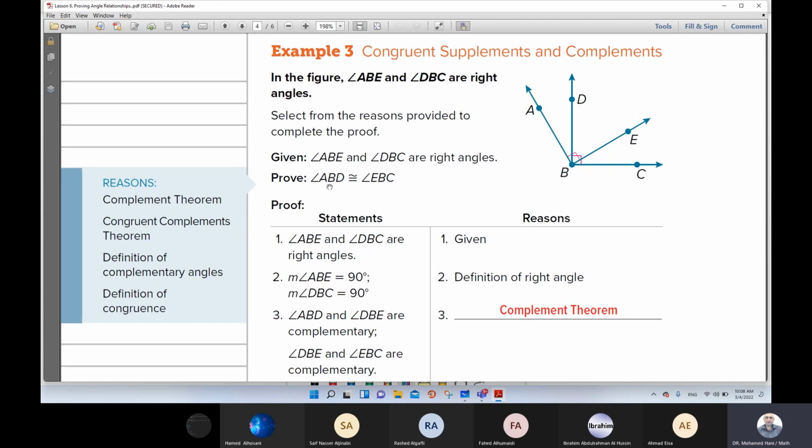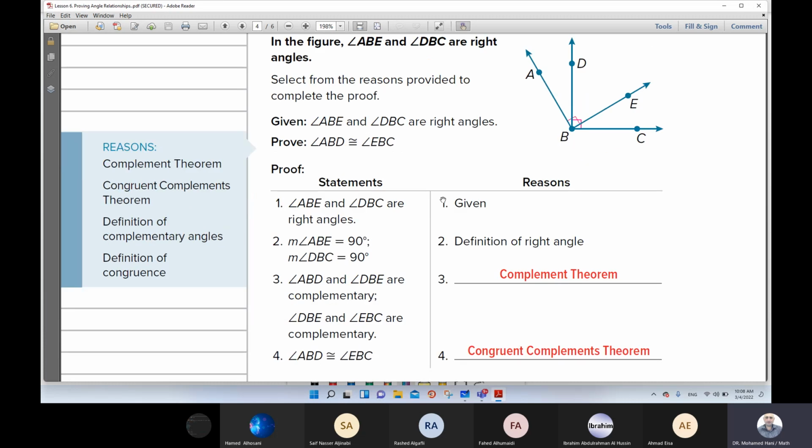prove angle ABE, this angle, congruent with EBC, with this angle. We want to prove this angle congruent with this angle. How to write the proof?